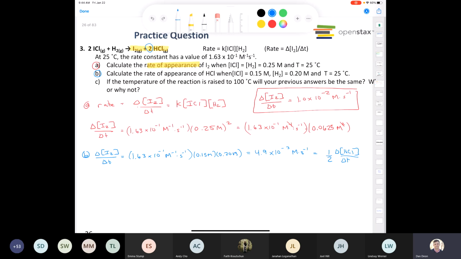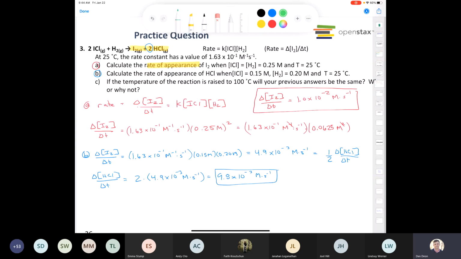So now with that relationship, we can say that delta HCl over time, which is what we're looking for, the rate of appearance of HCl, is going to be equal to 2 times 4.9 times 10 to the minus 3 moles per liter per second. That's going to give us our rate, which is equal to 9.8 times 10 to the negative 3 moles per liter per second. And so that is the answer for part B.